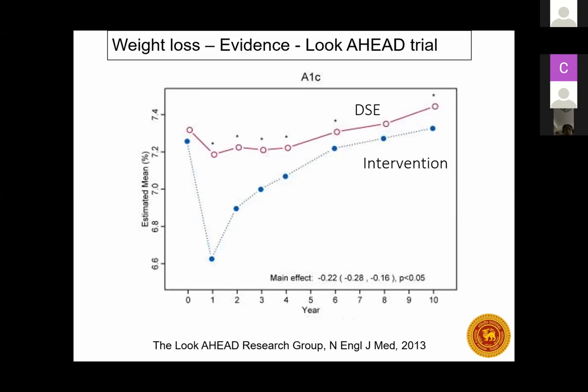Right. So then another important part of diabetes management is weight loss in overweight or obese individuals. And the best evidence so far we have is from the Look AHEAD trial, which was a 10-year trial. And there it was clearly shown that compared to the standard diabetic support and education, the intervention group, which underwent intensive lifestyle modification, lost a significant amount of weight as well as their HbA1c significantly improved.